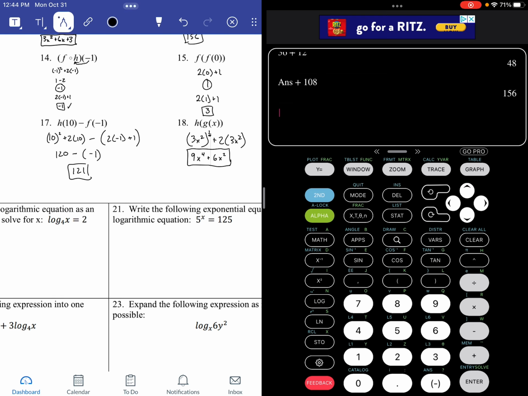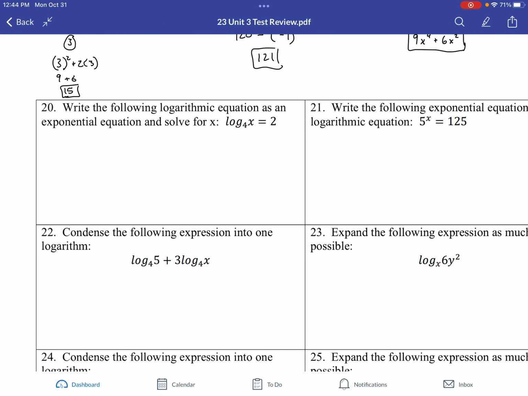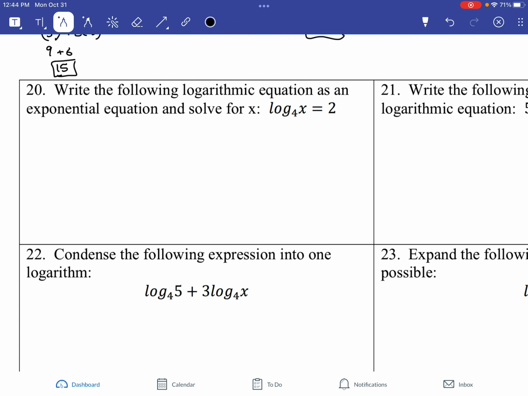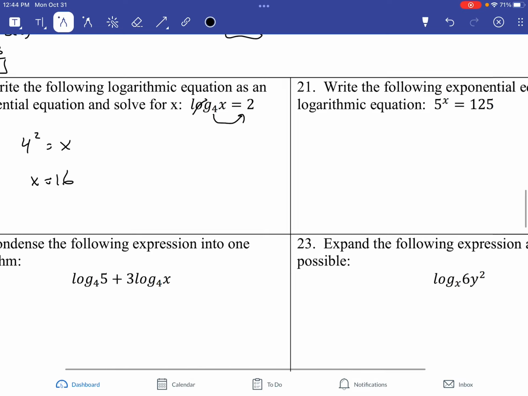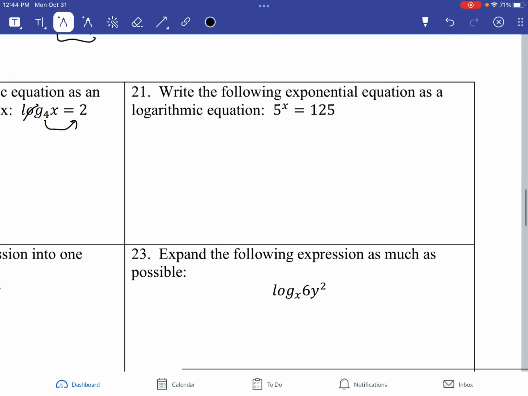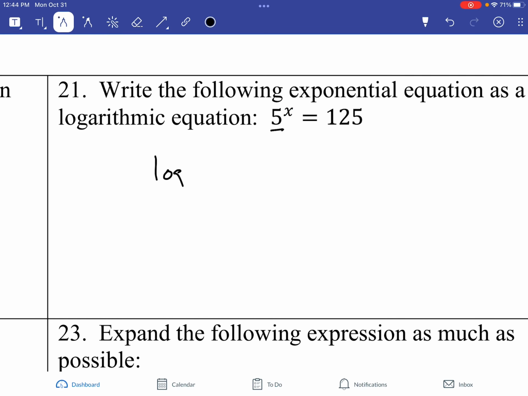All right, let's look at some logs. We can get rid of this for a little bit. Write the following logarithmic equation as an exponential equation and solve. So if we smash the log, the 4 becomes the base for the exponent of 2, which equals x, and 4 squared is 16. Number 21, write this as a logarithmic equation. So the 5 is the base, which becomes the base of the log. The x was the exponent from the other side, and you got 125 right there.